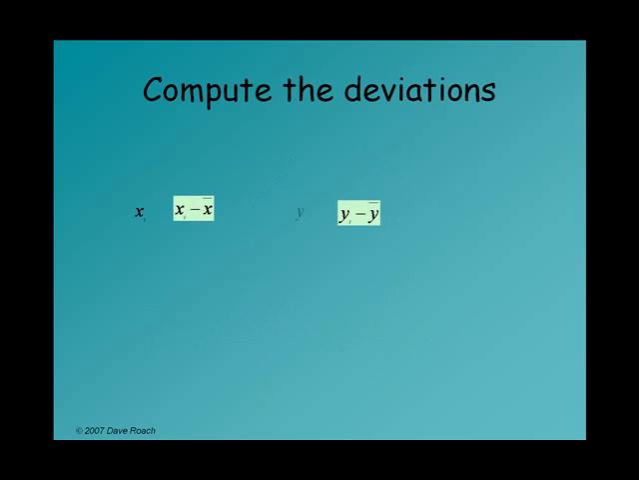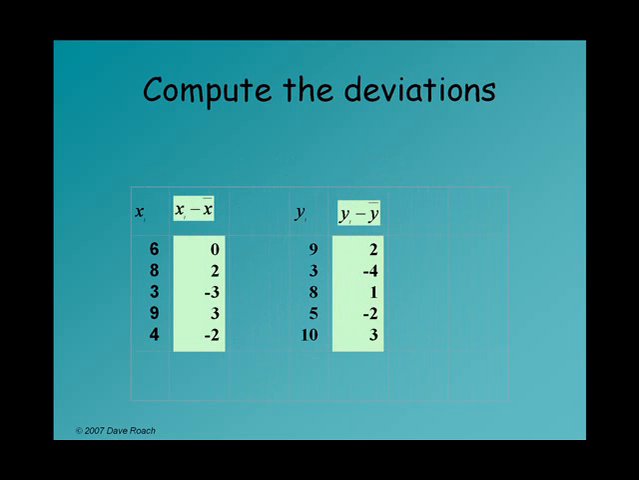Then I'm going to compute the deviations. So 6 minus 6 is 0, and so on. 9 minus 7 is 2, and so on. So I have the deviations for both the x's and the y's. Of course, the sum of each of those is going to be 0.